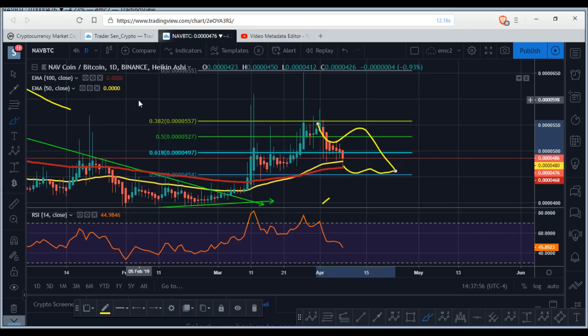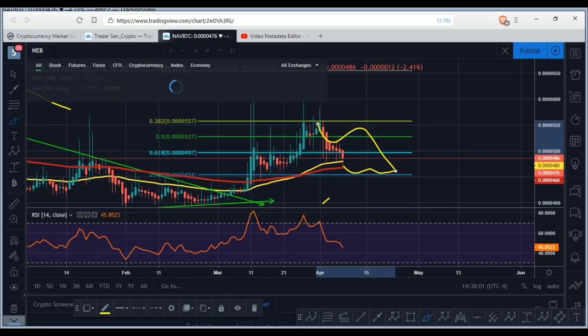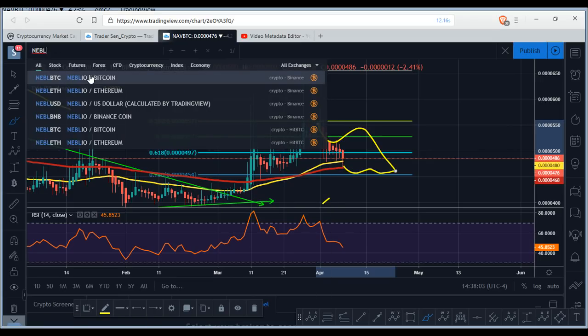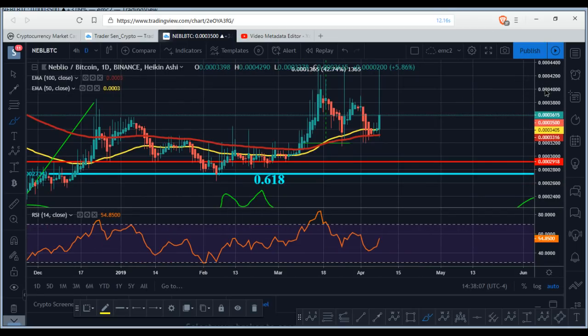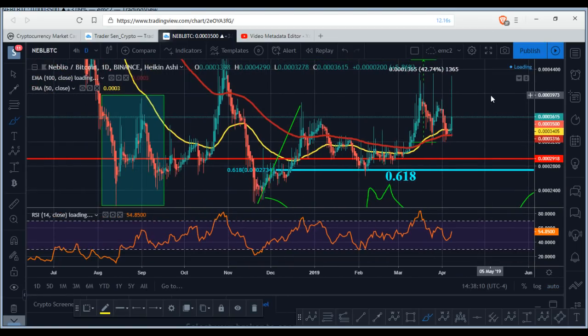Let's go ahead and take a look at which one again? Aion, Zilliqa, NEBLIO, ARC. Let's go take a look at NEBLIO first. NEBLIO was doing pretty well. You take a look at NEBLIO, right?